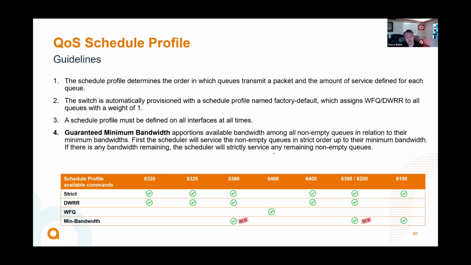There has to be a schedule profile defined on all interfaces at all times. That's why it actually comes with a factory default one already assigned. And of course, like I mentioned, guaranteed minimum bandwidth really apportions that available bandwidth amongst all those non-empty queues. The scheduler is going to service those non-empty queues in strict order up to their minimum bandwidth. And then, if there's any remaining bandwidth, the scheduler will service the remaining non-empty queues.